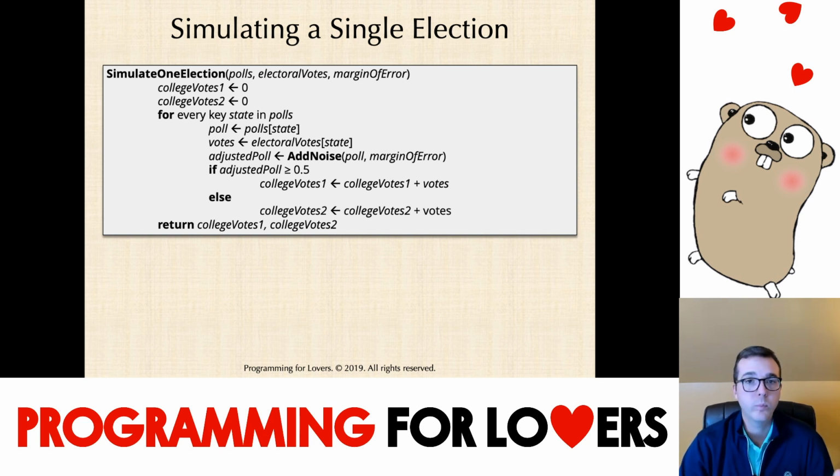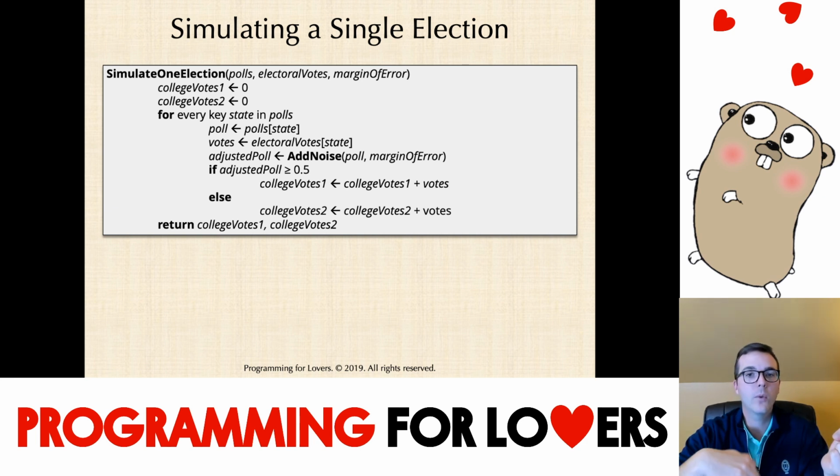So how will I actually simulate an election? And again, I'm going to use subroutines wherever possible, and so this may be surprisingly short, but I can say, well, let's set two variables, college votes 1 and college votes 2. Those are the values that we're eventually going to return. If I've simulated the election once, how many Electoral College votes will each of these candidates get.